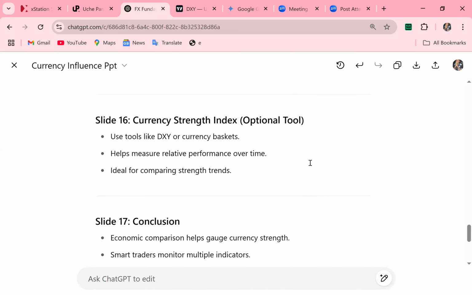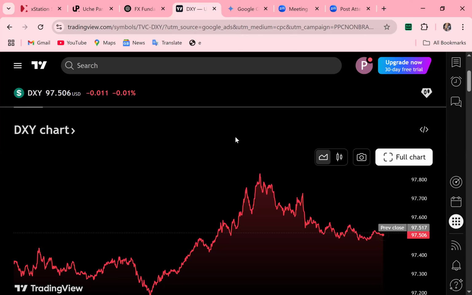How many of you know about currency strength index? DSY. I know about DSY and the DSI and 10-year yield. What do you know about it? Like we're talking about, this is the US index. Yes, the dollar is now getting more strength.